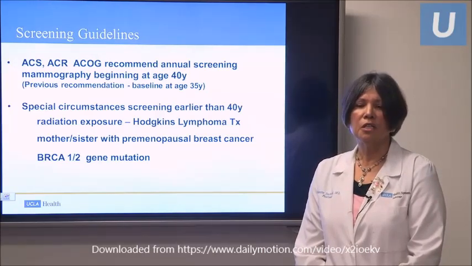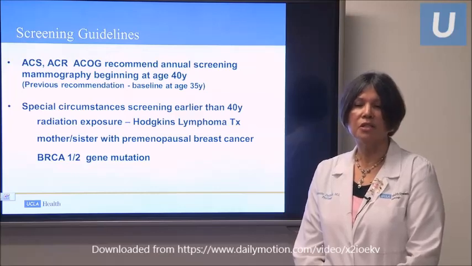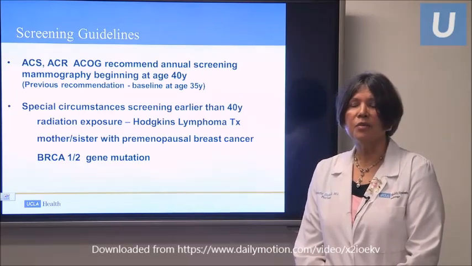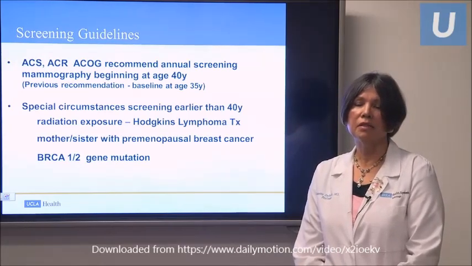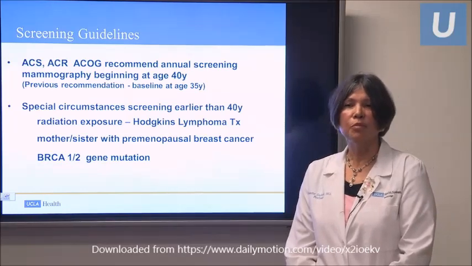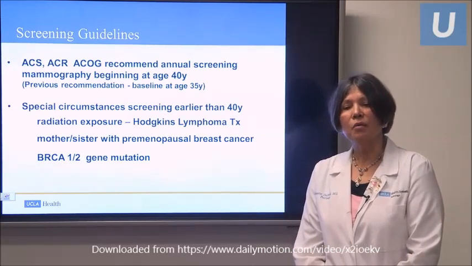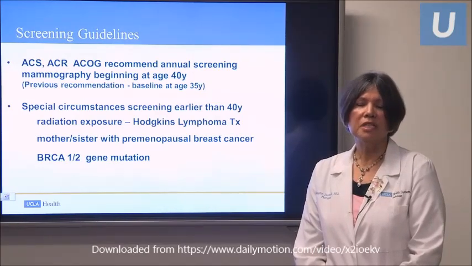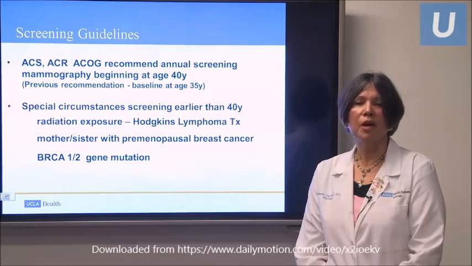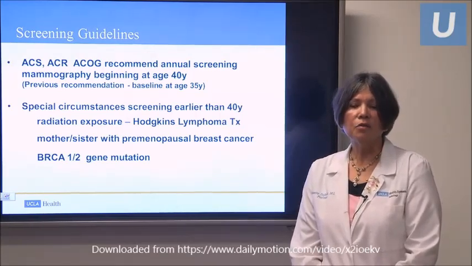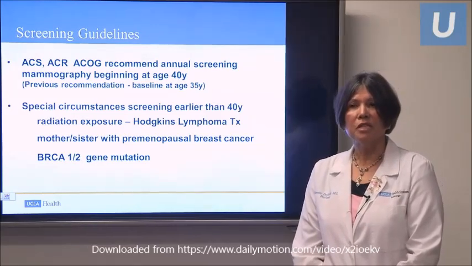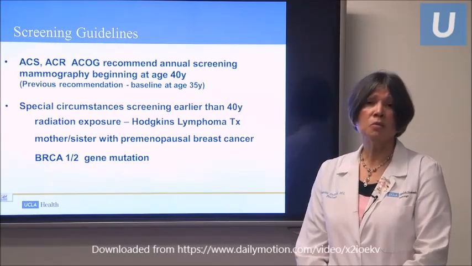Women who've had radiation exposure, for example Hodgkin's lymphoma, where they expose the chest. Other radiation exposures can cause it, but we've gotten better with our radiation. The doctors in radiation oncology are able to block and evaluate and give the dosages in a smaller place, so the risks are getting smaller as we continue on. If there's a mother or sister with premenopausal breast cancer, those women may also begin earlier, depending upon when they actually develop cancer. And those women who are gene positive, they call them the BRCA1 or 2 gene, are at a higher risk of developing breast cancer, as well as ovarian cancer.